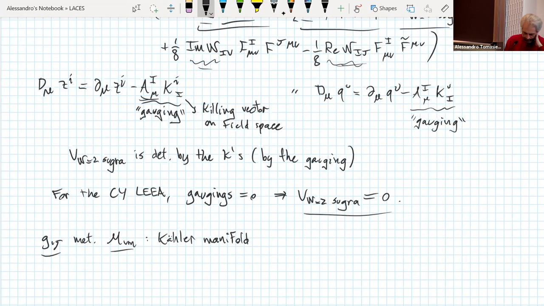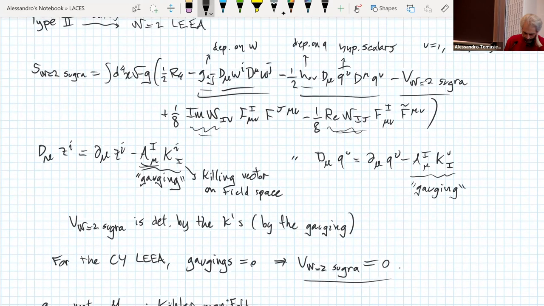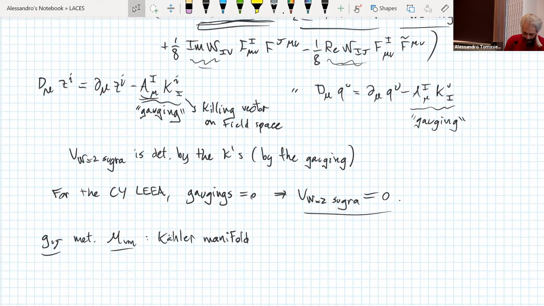It's a different story. In fact, remember what I was saying earlier, that this kinetic term is that of a sigma model, so it describes the maps of M6 into this M_VM. In general, imposing supersymmetry on the action of a sigma model tends to restrict the metric of the target space, in this case M_VM, quite a bit. And Kähler is a very typical condition that one finds. In fact, there are more conditions on M_VM from supersymmetry.